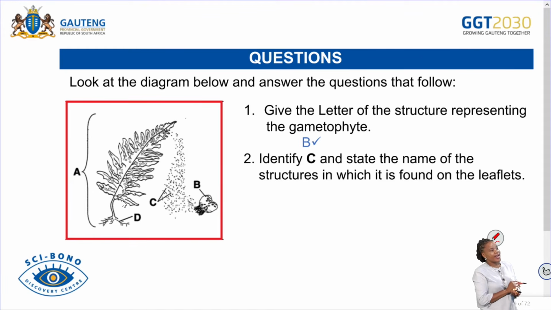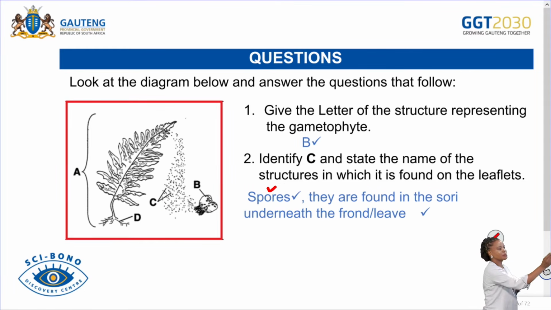And then identify C. You identify C, and then you state the name of the structure in which it is found. What is C, grade 11s? C is spore, or C are the spores. And then what is the name of the structure in which it is found on the leaflets? In other words, we go back to the name of the structure found on the leaflets. The spores are found on the sori.